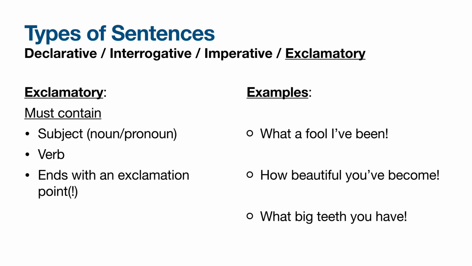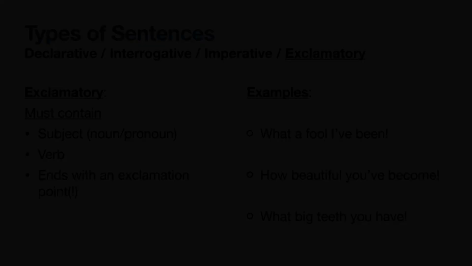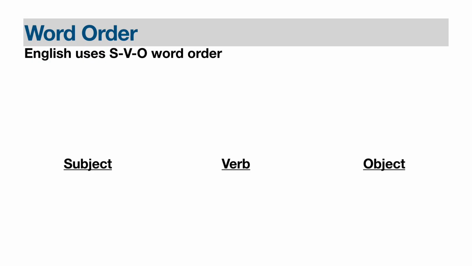If you look carefully, you'll notice we use the word what before a noun, like what an idiot, and the word how before an adjective. How interesting. The next topic is word order.